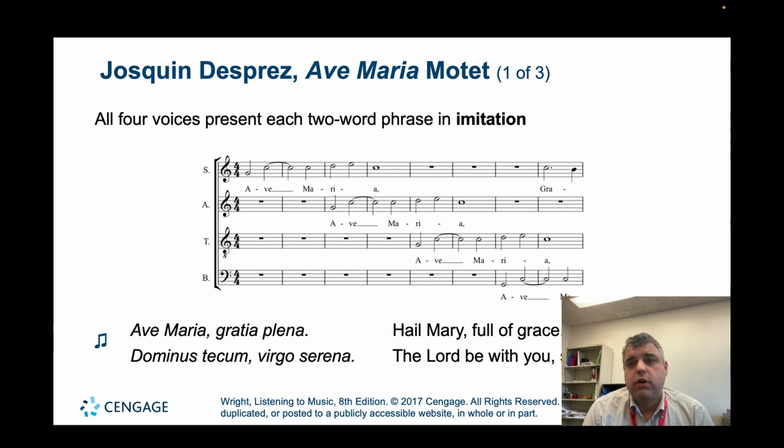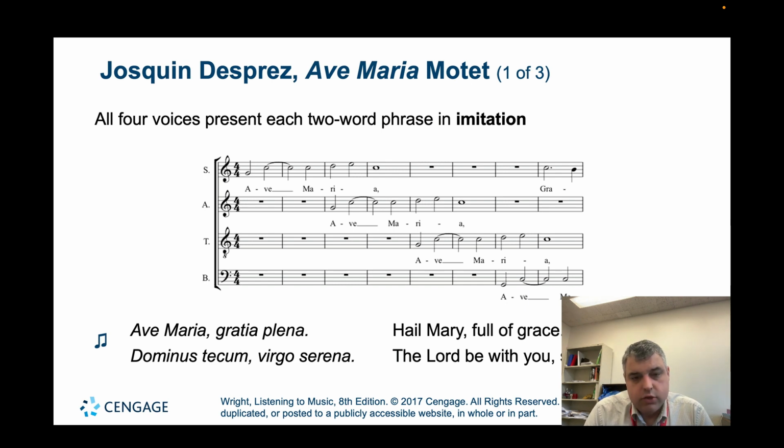So continuing talking about the motet, we talked about this idea of imitation. And if we look here, all voices present each a two-word phrase. Okay, so the soprano is going to sing Ave Maria, and then while she's singing Ave Maria, the alto is going to come in and sing that same identical line. And then the tenor is going to sing that same exact identical line. And then the bass is going to imitate it, singing the identical phrase as well, just in their own ranges.